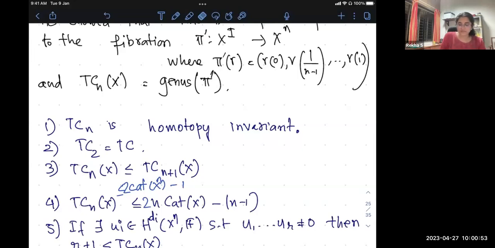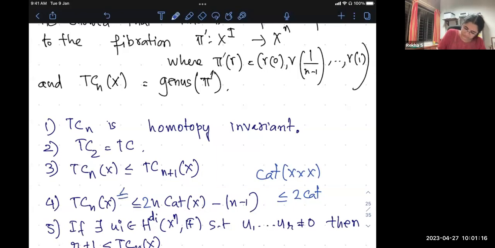One can use the fact that cat of x to the n is less than or equal to cat of x. So we want to use the fact that cat of x cross x is less than or equal to 2 cat. I think this was fine. I think I just got myself confused from what is this is less than cat of x to the 10. This is 2 cat x minus 1.